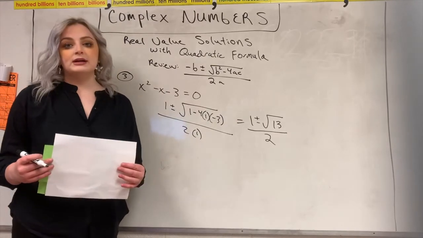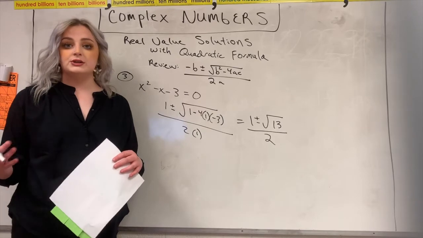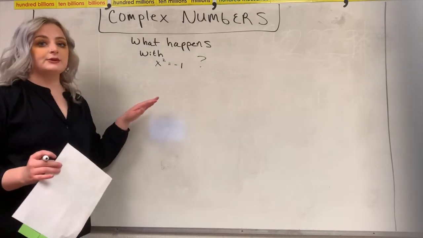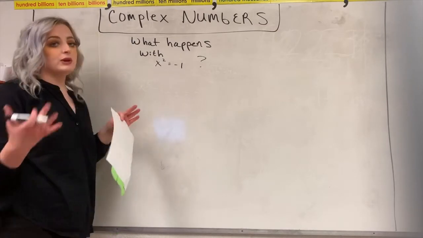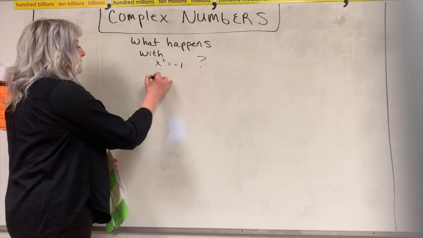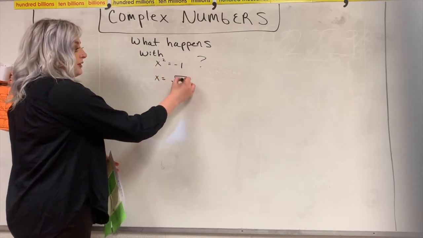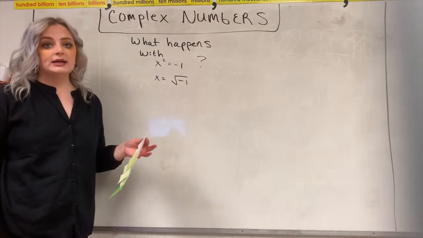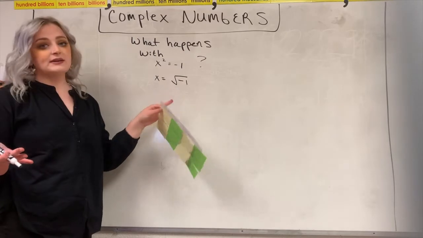So what happens whenever our solutions are not real values? Well, that is what I'm going to show you next. What happens if you're given x squared equals negative 1? So if we were going to try to solve this, we would take the square root of both sides. And that would give us x equals square root of negative 1. Well, we don't want to take the square root of a negative because that would not give us a real value.